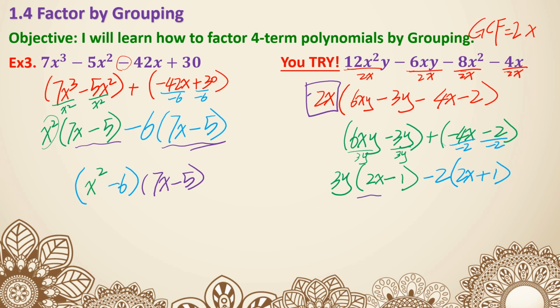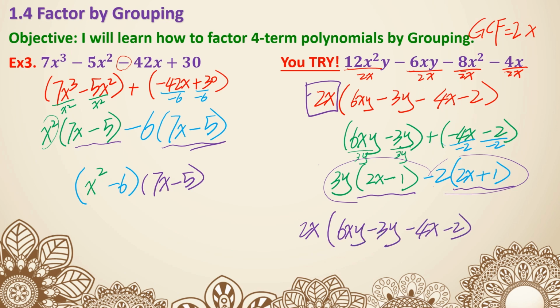However, for this problem, if you check, oh wait, the two parentheses are not the same, which means they actually don't share anything in this front part and the back part. So you can't exactly do any further factoring. In this case, that means this problem from here is not factorable anymore. So you have to go back to the first step and see what you have done. In this case, the final answer would still just be 2x times 6xy minus 3y minus 4x minus 2, because the only thing you can do is take out a GCF, because these two terms, they are not the same. So you can't keep going to the next step.